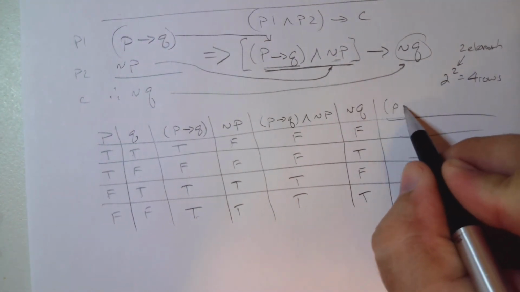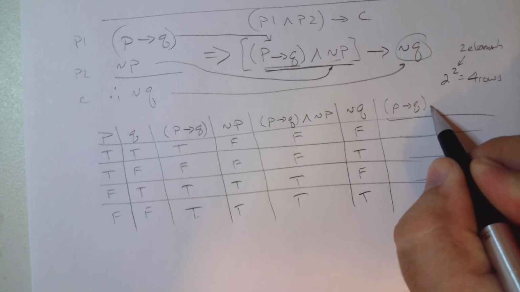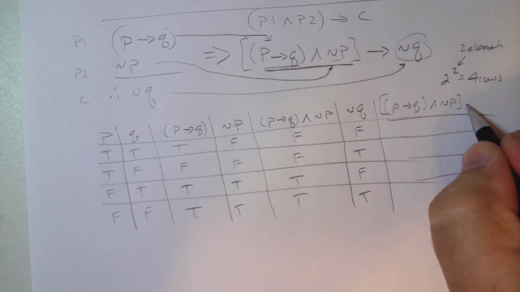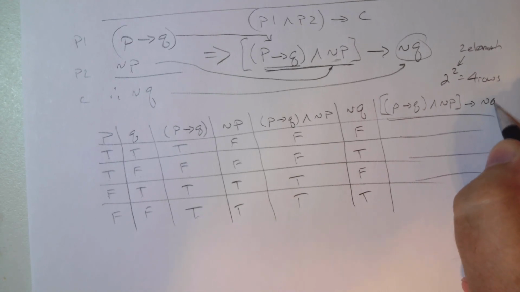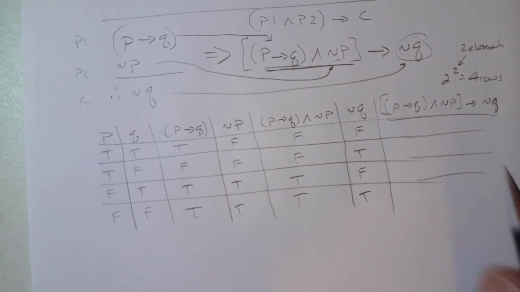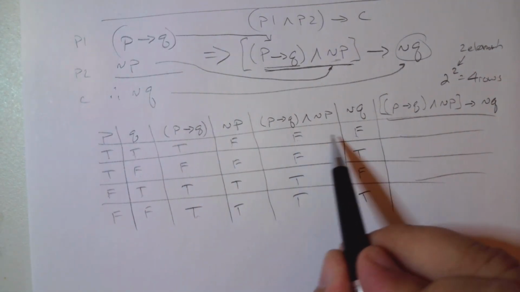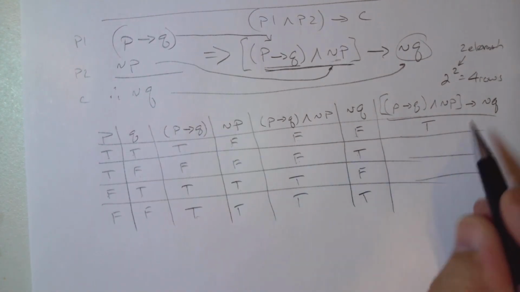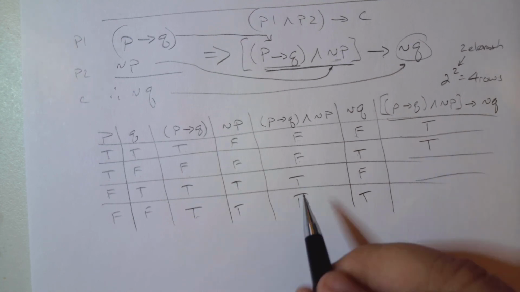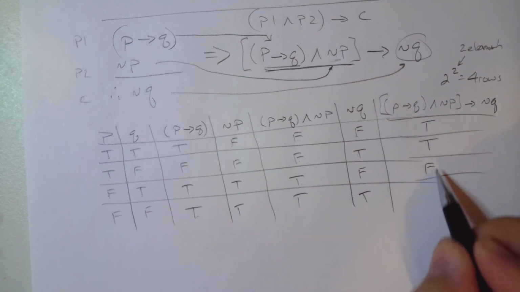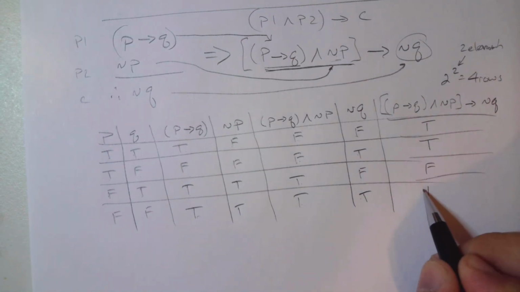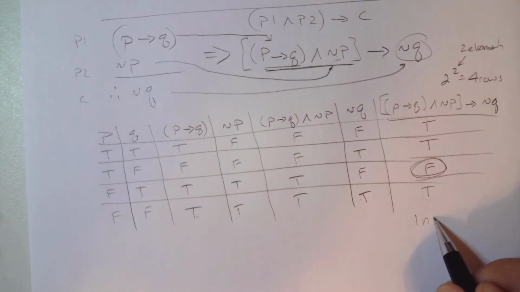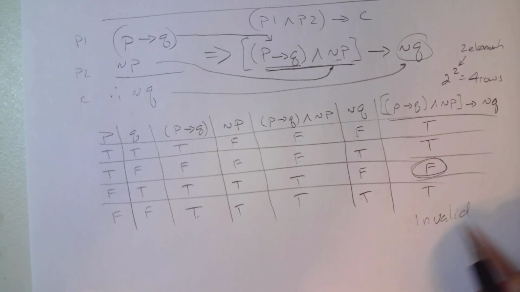Now let's put everything together. If P, then Q, and not P, then not Q. So if F, then F, that's true. F, then T, that's true. T and F is F. T and T is true. Because of that one, this is an invalid argument.